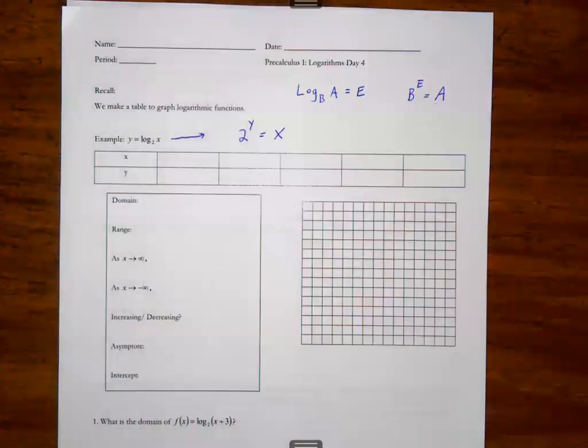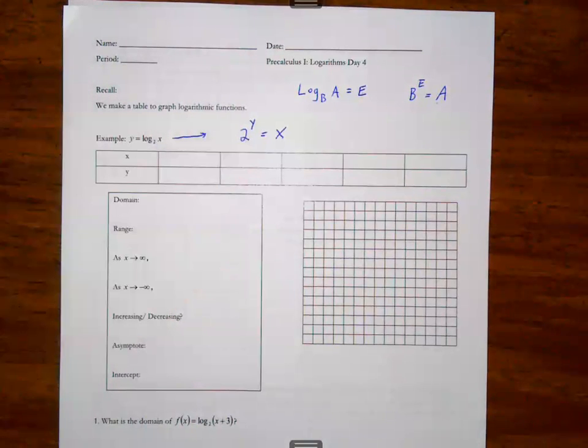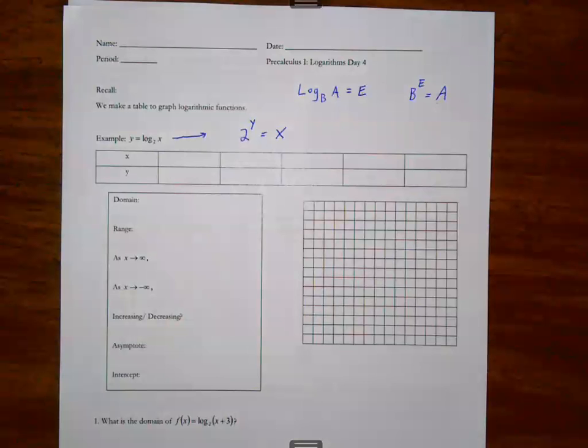The reason why I put it in exponential form is because it's way easier to just raise 2 to some power than to take the log of something base 2. So by putting it in this form, we make doing the table easier. But something different about this is that we're actually going to plug in numbers for y and see what x is. So we're going to treat y as our independent variable when normally x is our independent variable.